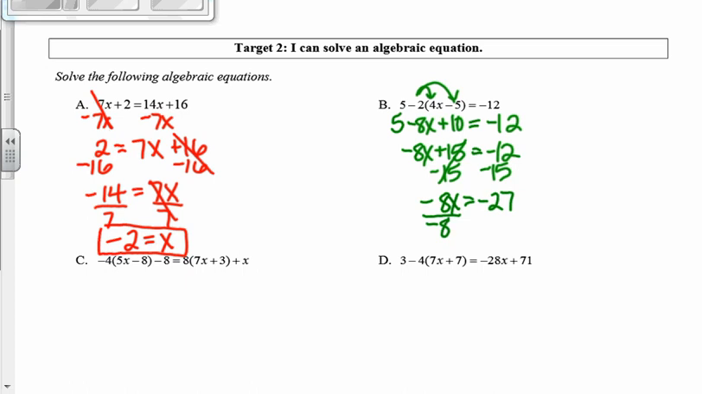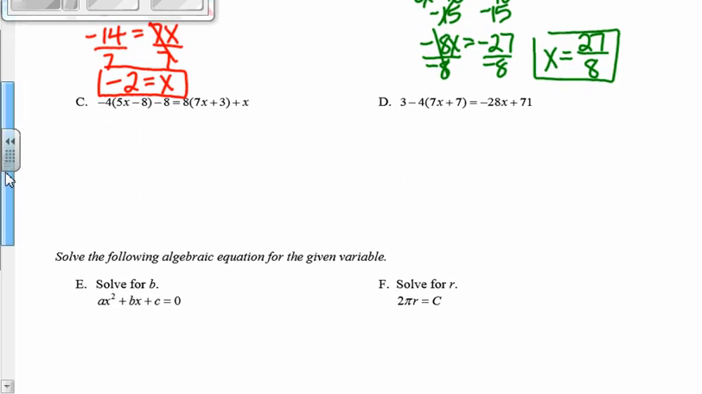I'm going to undo that negative 8. Now I don't have a calculator on me, so I don't know what negative 27 divided by negative 8 is. I know it doesn't come out evenly, so I'm going to leave it as positive 27 over 8, since a negative divided by a negative is a positive. I am going to make that change, but you can also give the decimal answer if you'd like.